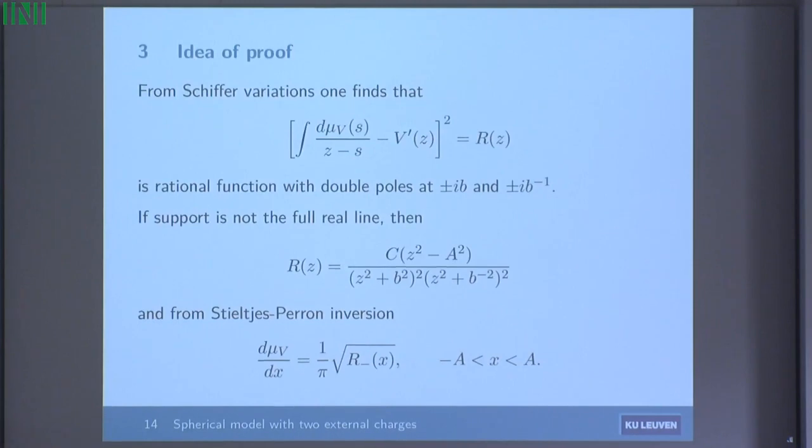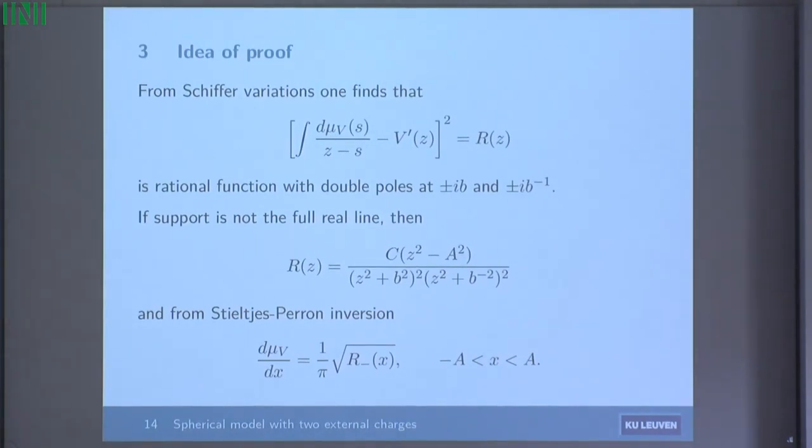Then we know our Stieltjes transform, and then we can use the Stieltjes inversion formula to recover the density of our equilibrium measure. The support will be where this is negative, so indeed between minus a and a, where the top is negative. We take the square root of the negative part of R and divide by pi. That will give us a density, and that's a result.